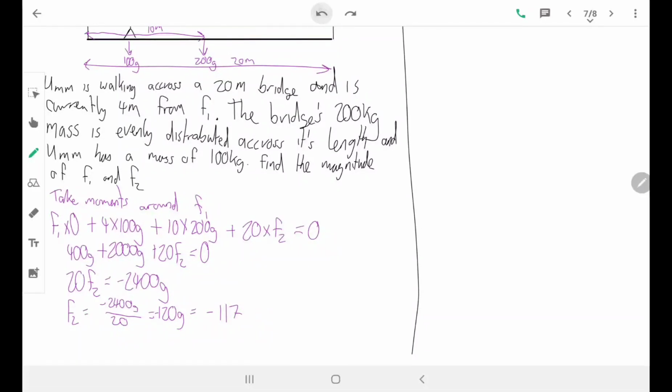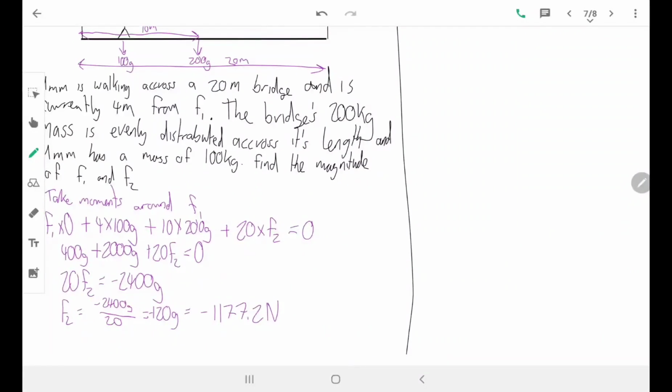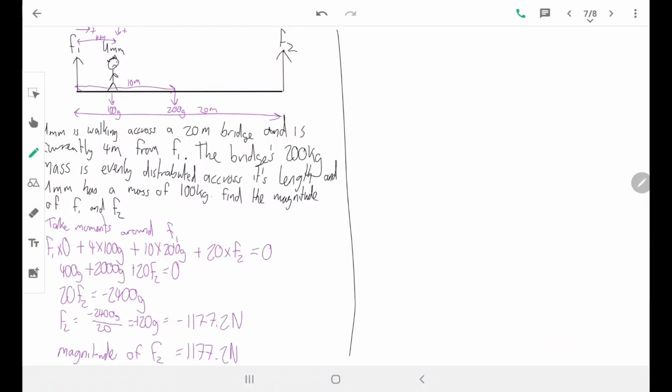newtons. Now, the question is asking for the magnitude of F1 and F2, but here we have just a negative value. So the magnitude doesn't care about the negative, so the magnitude of F2 is 1177.2 newtons. Don't worry if you end up using 9.8 or 9.81, there'll be slight differences.